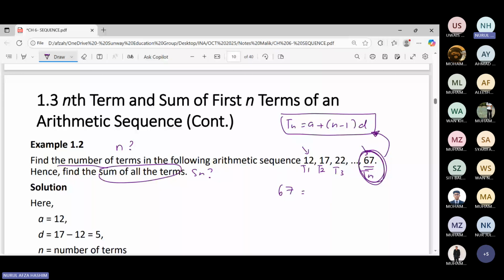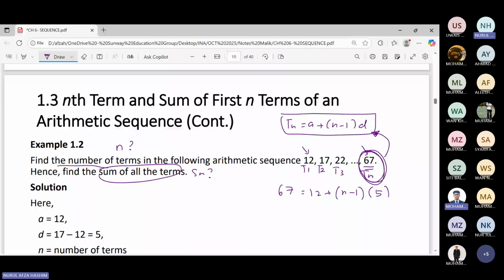Okay, how about A? A must be first term, right? So which is A berapa? 12. Okay. How about n? We still don't know, right? So n minus 1. How about d? The difference, 12 and 17. 5, madam. Okay. Then you have all the value here. Use algebra, find the n.